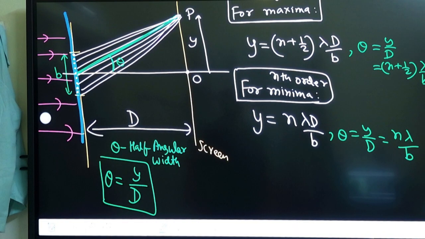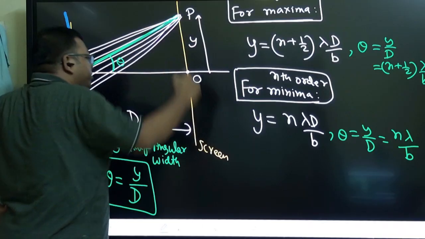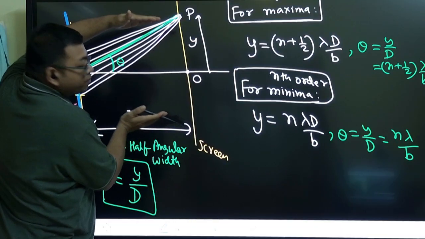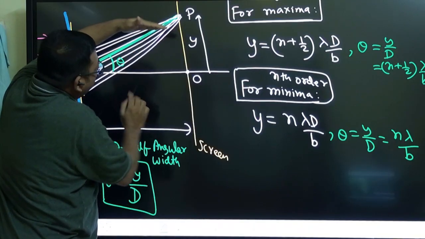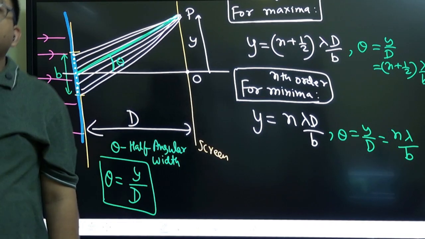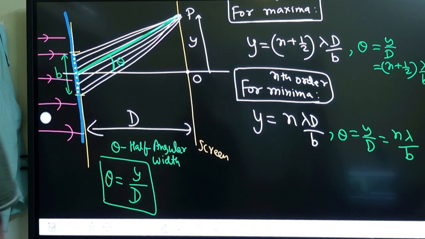Full angular width means we have to take the total, because maxima happen this side also and this side. Both sides maxima happen. So suppose I take the first maxima here and here, it will be subtending theta this side and theta this side. The total angle will be 2 theta. So 2 theta is the total angle, the full angular width, right?